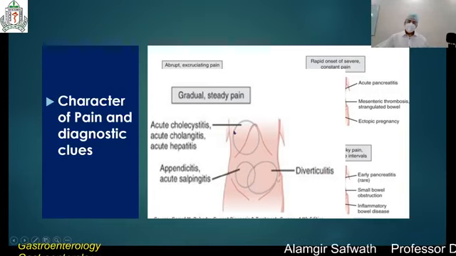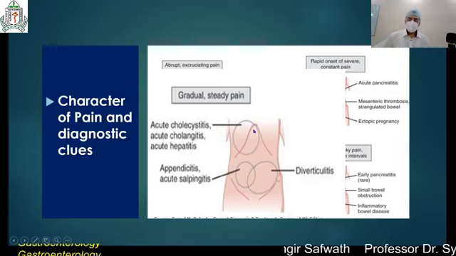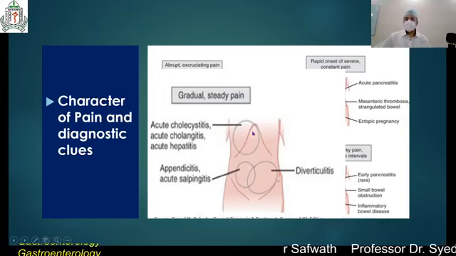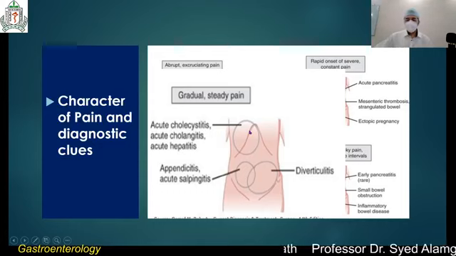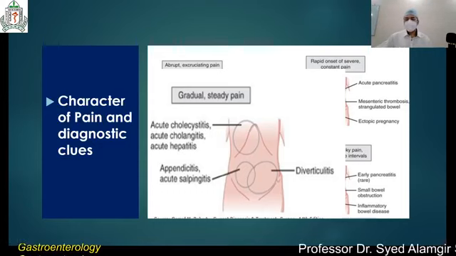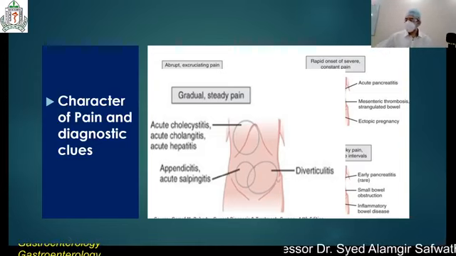So you see how the character of the pain together with the anatomical distribution helps you to reach the diagnosis. If you just correlate the type of the pain and the anatomical distribution, it is very easy to shorten your differential diagnosis.